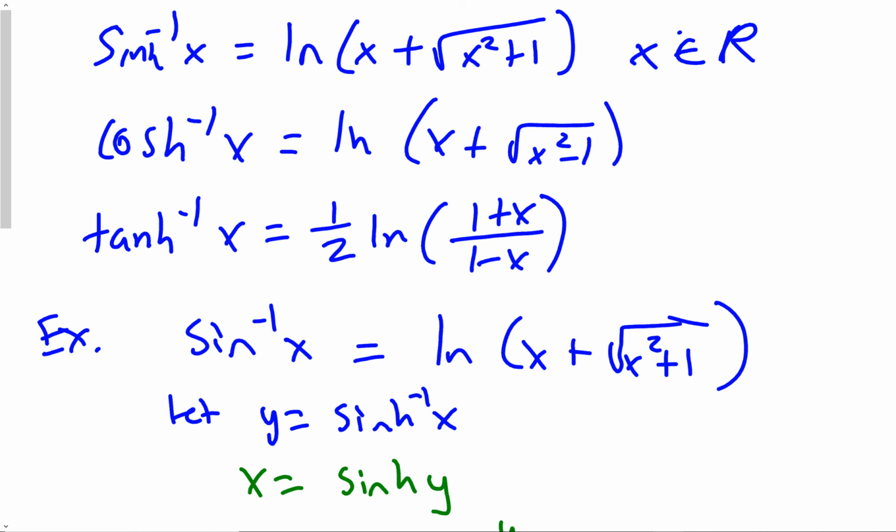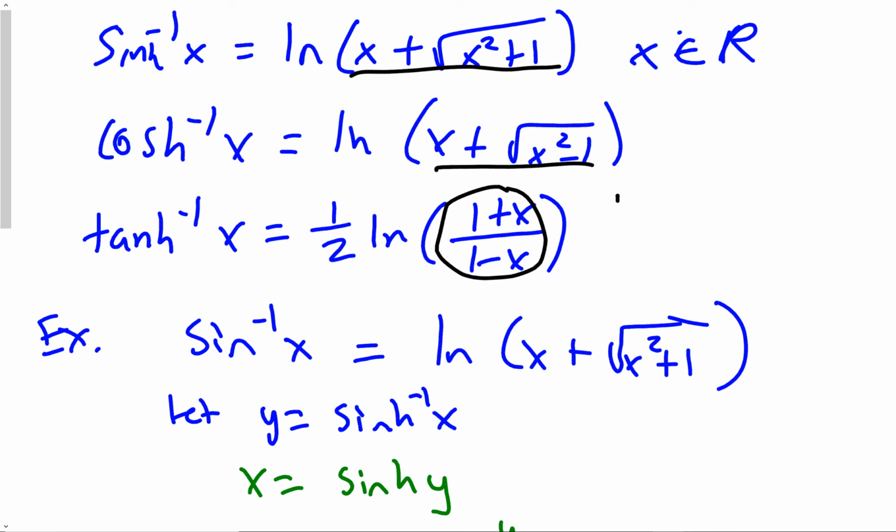Inverse hyperbolic sine actually equals ln of this, okay? Inverse hyperbolic cosine of an angle actually equals ln of this number, okay? And inverse hyperbolic tangent equals 1/2 times ln of this, okay?